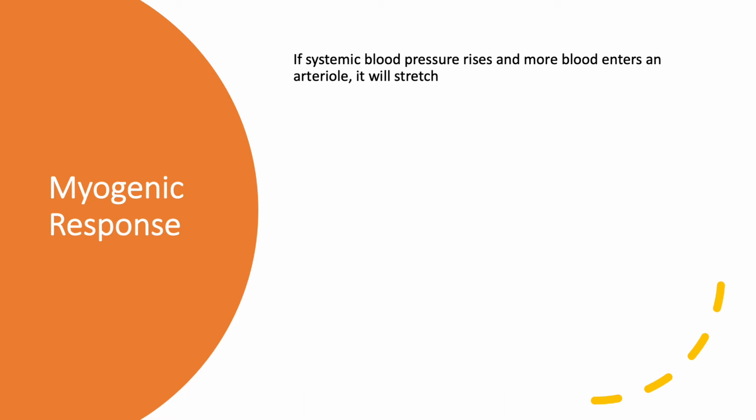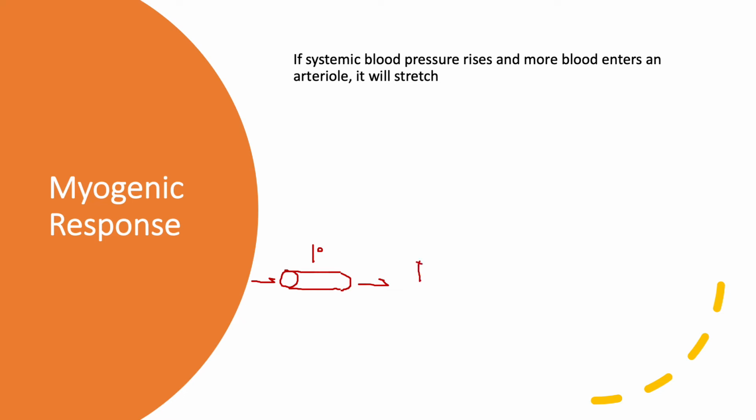If systemic blood pressure rises and more blood enters an arteriole, it's going to stretch. So let's start with that. I'll do a little drawing here. Here's our little arteriole, and this is before the sympathetic response. So we have our initial amount of blood entering and exiting. So that's our primary situation here.